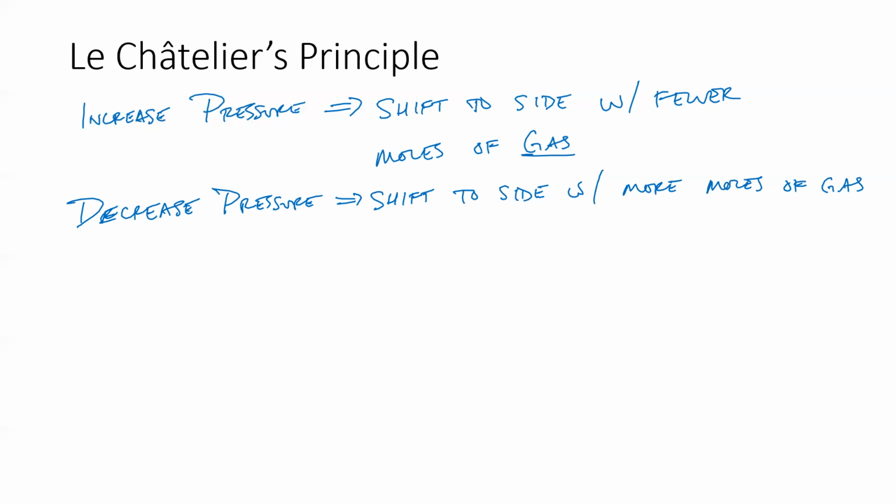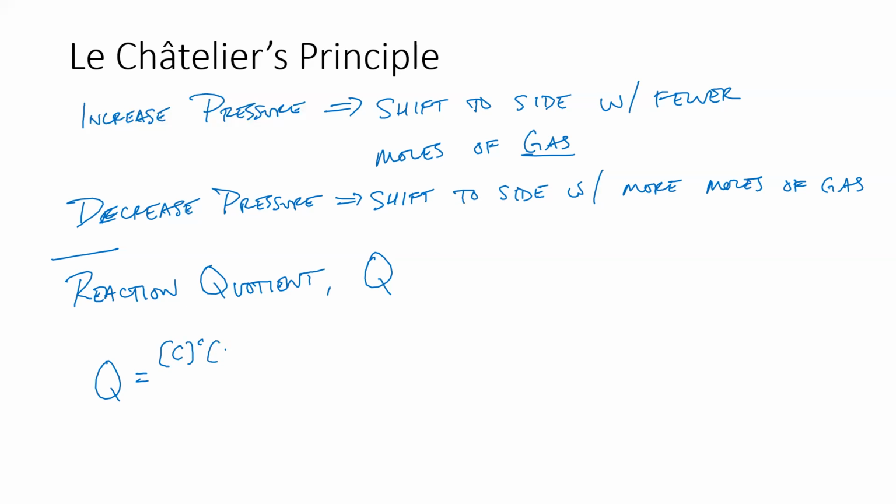Another way of thinking about the Le Chatelier principle is thinking about the equilibrium versus this reaction quotient. The reaction quotient gets the symbol Q, and it is calculated exactly the same way. Q for our standard reaction is [C] to the c times [D] to the d, over [A] to the a times [B] to the b.